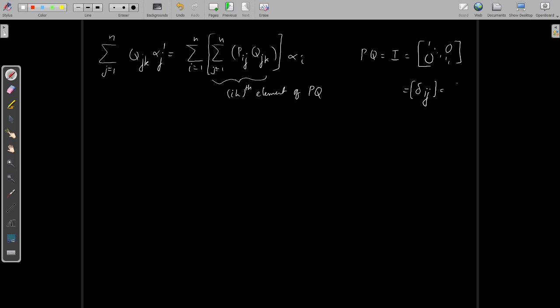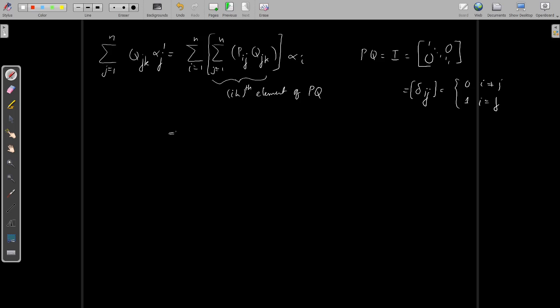What is delta ij? Delta ij is 0 when i is not equal to j, and 1 if i equals j. This is the definition of the identity matrix. So since this is the ikth entry of PQ, you can write this element as delta ik using this. The ijth entry of PQ is delta ij. So the ikth entry of this PQ is delta ik.